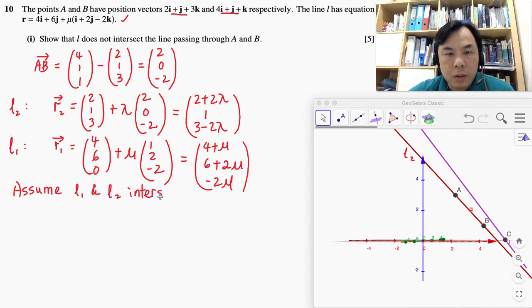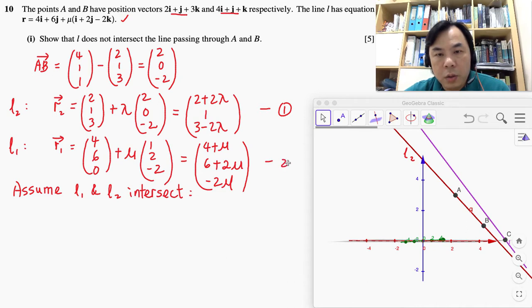Okay, sorry about that. There's a delay in my writing here. All right, so we assume that L1 and L2 intersect. Therefore, if we make that assumption, all we need to do is solve equation 1 and equation 2 here. And if they do meet, we should have a unique solution for our parameters lambda and mu. Now that's what we hope to get, right?